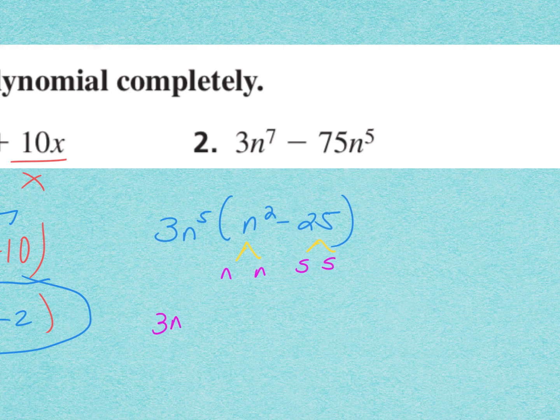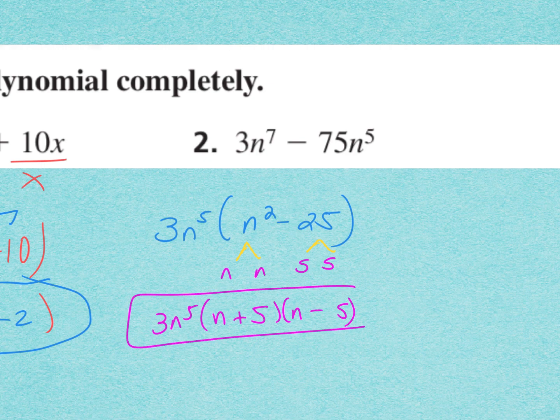Perfect. Then this is the difference of perfect squares. So each parenthesis has an n in the front, a 5 in the back. And what are my signs in the middle? Plus and minus. Yep. Perfect.